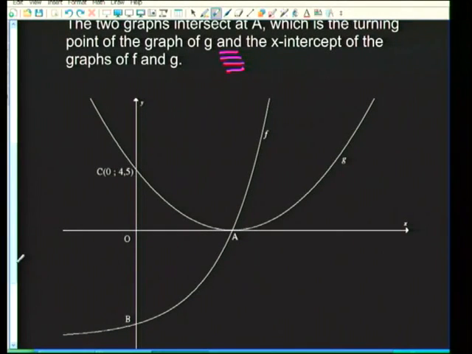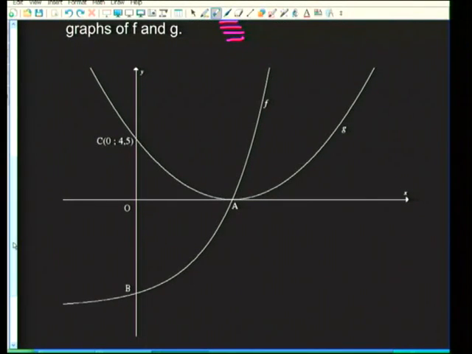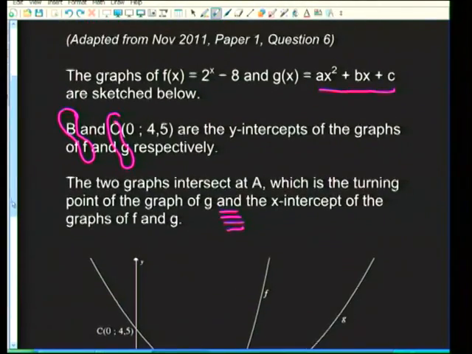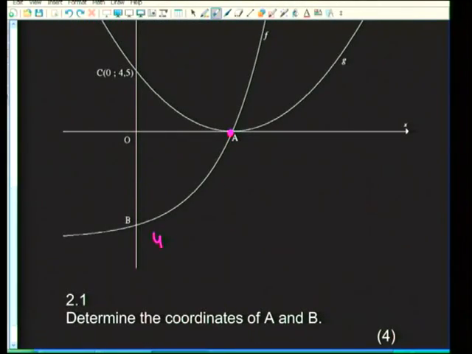So they tell me this is (0, 4.5). They tell me this is the turning point and the x-intercepts of the two graphs, which makes perfect sense. They also told me the equation of the graph, which I want to just jot down. It's y equals 2 to the x minus 8. And they asked me to determine the coordinates of A and B.